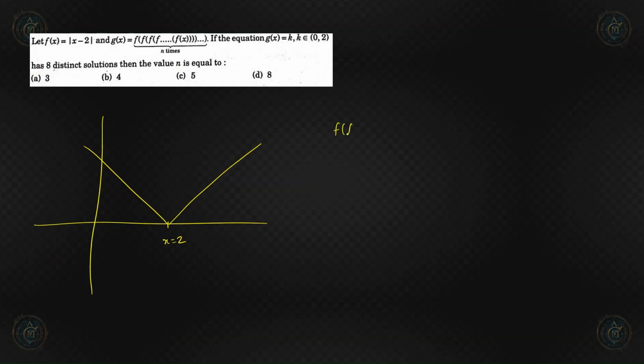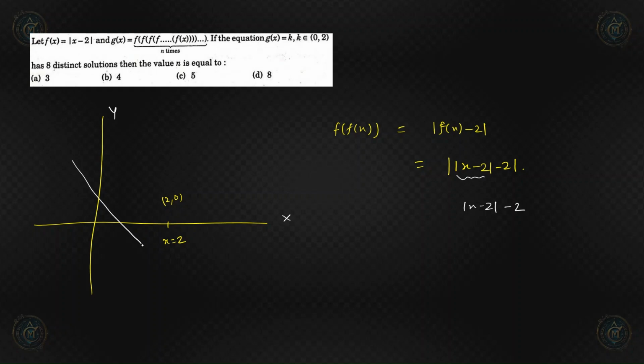Now how to draw the graph of f of f(x)? This will be simply mod of f(x) minus 2, so this becomes mod of mod of x minus 2, minus 2. Now how to draw its graph? We can simply use the idea of graphical transformation. This point is 2 comma 0, right? So this is the graph of mod of x minus 2. To get the graph of mod of x minus 2 minus 2, we need to shift this graph 2 units downward, in the negative y direction. So this graph looks like this after transforming.